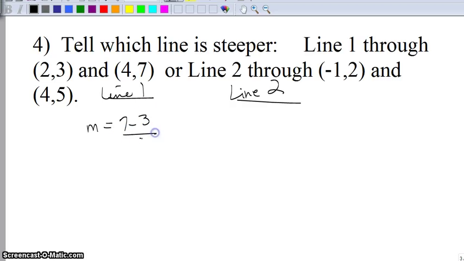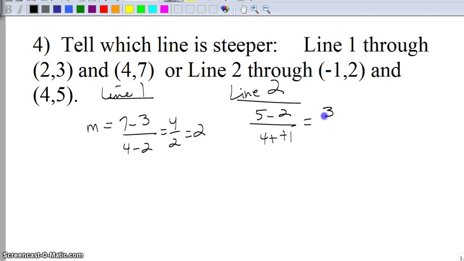7 minus 3 over 4 minus 2 gives me 4 over 2, which is 2. So line 1 has a slope of 2. Then we do 5 minus 2 over 4 minus -1, which is plus. 5 minus 2 is 3, so 3/5. So line 1 has a steeper slope, because its slope is bigger.